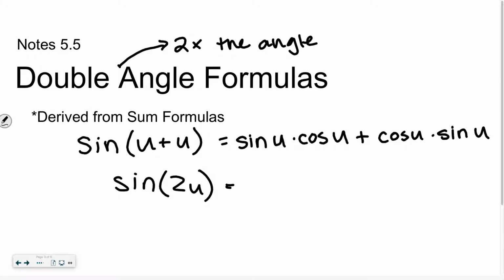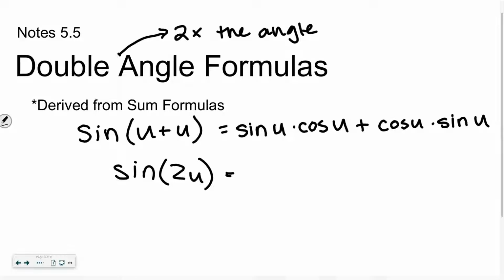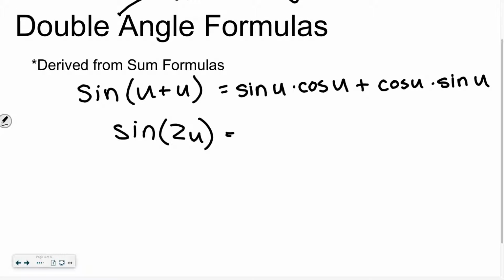What do you notice about the stuff on the other side? The 2 things you're adding? They're really the same thing. I mean, I do have them out of order, but multiplication is commutative, so we could write that second one as sine u, cosine u. So it's like I have 1 sine u cosine u plus another sine u cosine u. So now I have 2 sine u cosine u. So there's your double angle formula for sine.